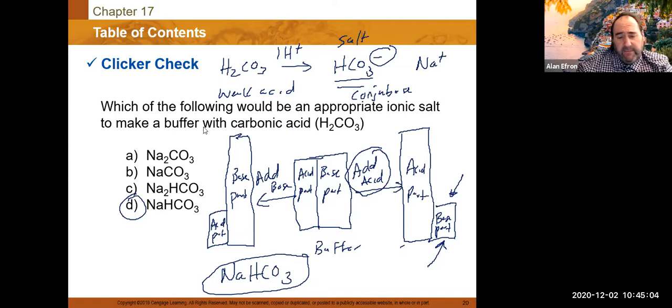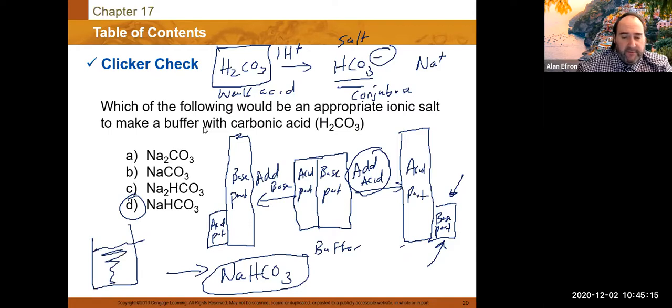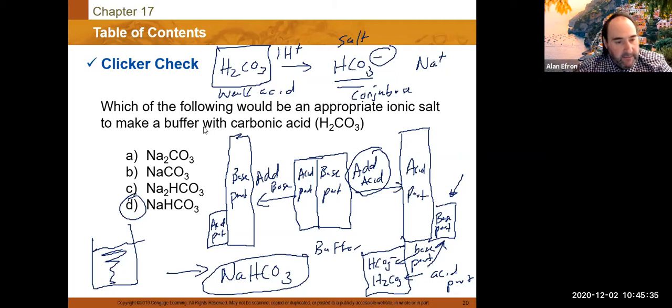And if we were to make this buffer, there's a couple ways you could do it, but the most common way is you would measure out the appropriate amount of this, and also measure out the appropriate amount of that, dissolve it all in some water, and make a buffer solution. In that buffer solution, you would have some HCO3- floating around and some H2CO3 floating around. This would be your acid part, and this would be your base part of your buffer. And again, they both would be in that beaker to begin with.